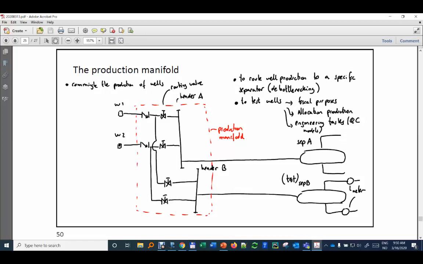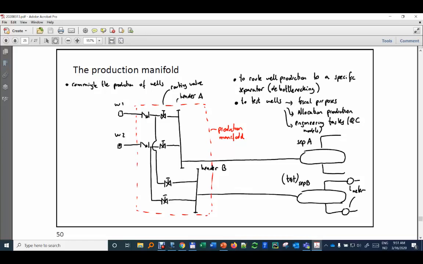I have two headers, I have two sets of routing valves for each well. And then, for example, if I want to produce well 1 to separator A, this valve is closed, this valve is open. The same thing with well 2. And so the manifold is this structure, a collection of pipes, valves and headers that are simply to commingle the production of wells. That's the main function. They route the well production to a specific separator.